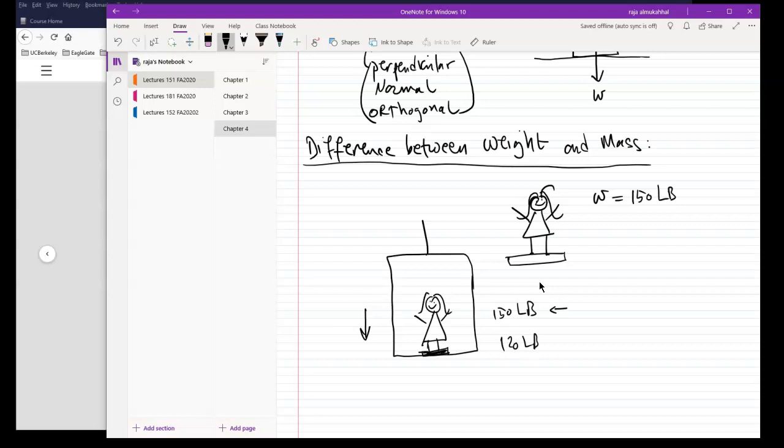Now, if the elevator is going up, and you look at the bathroom scale again, believe it or not, it's going to read something a little bit larger, say 160 pounds or whatever. So what's happening is that your weight is constantly changing, depending on how the elevator is going, up or down. You see what I'm saying? I can show you a different situation like that, but that would be one.